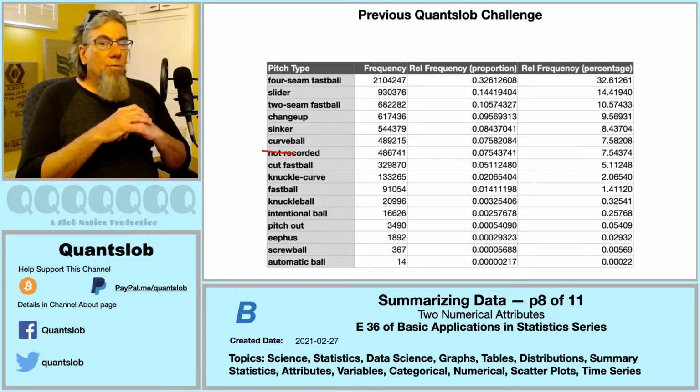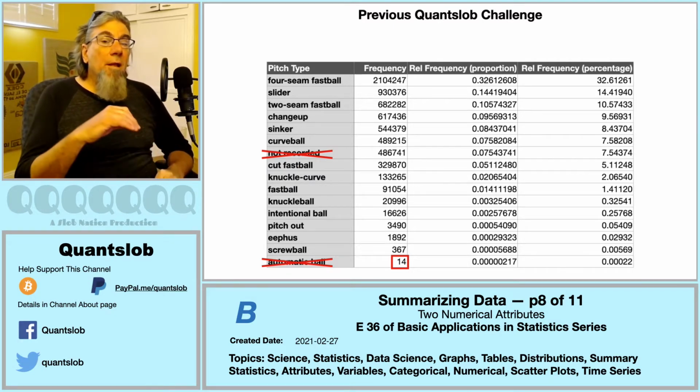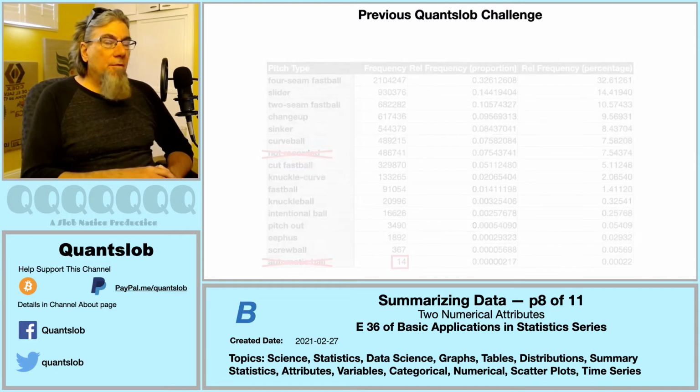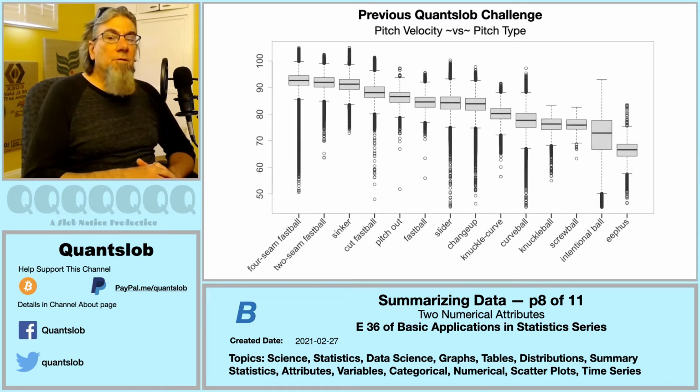First thing we're going to do is eliminate the not recorded category. Why? Well, because pitch velocity is simply not available for these pitches. Now, I also suggest eliminating the automatic ball category simply because it is so sparsely represented. It's something of a judgment call, but only 14 observations.